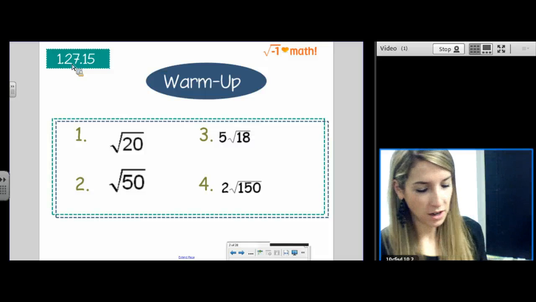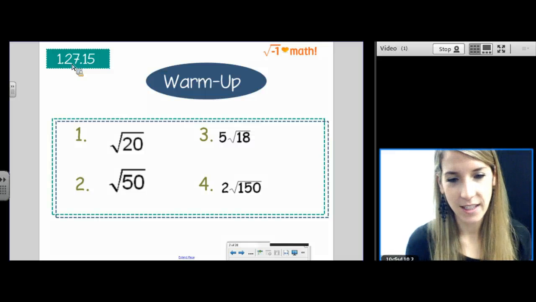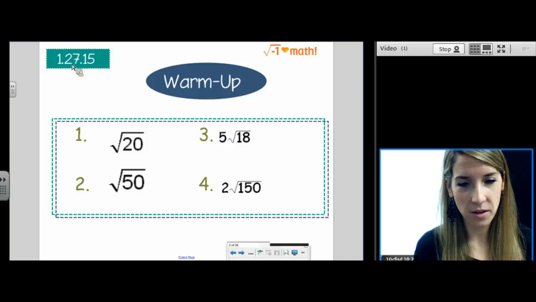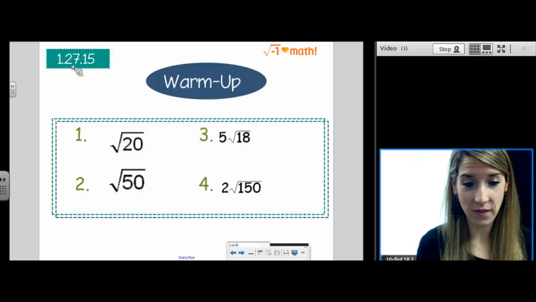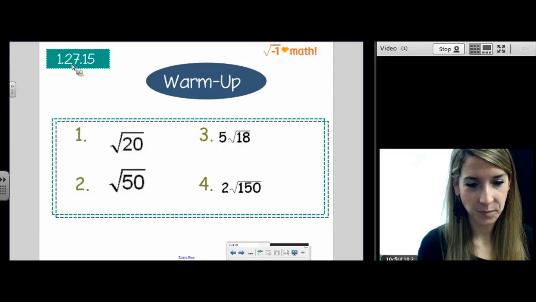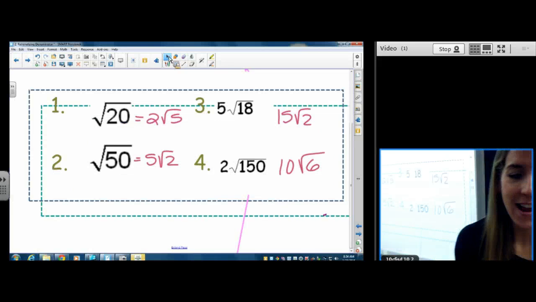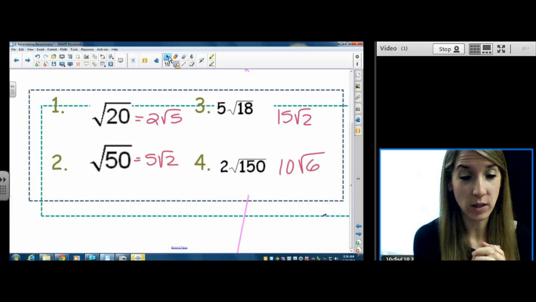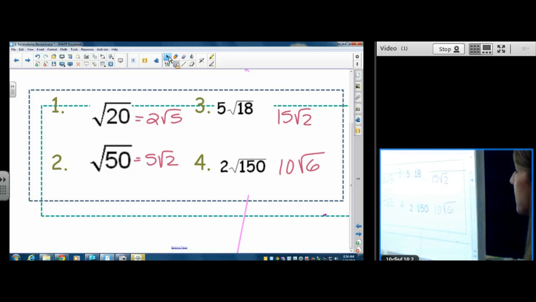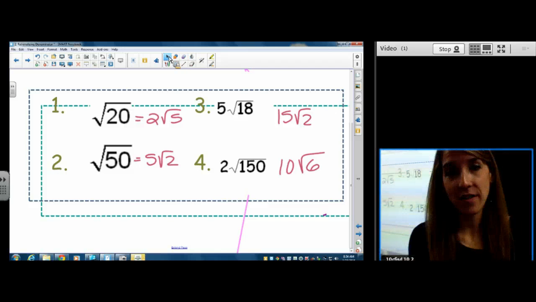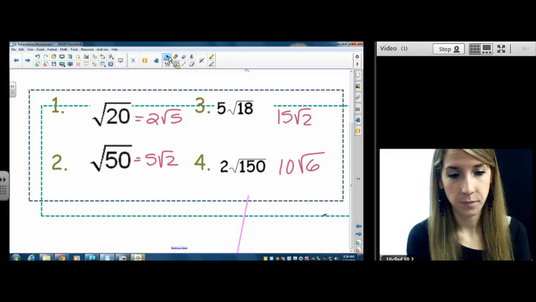You're going to get so good at factor treeing these radicals or using your perfect square method if you want to use that method. All right, so here, yeah, you found it, I know, but we're just going to use RT. So here are the answers to the warm-up. Would you like me to factor tree one of these?